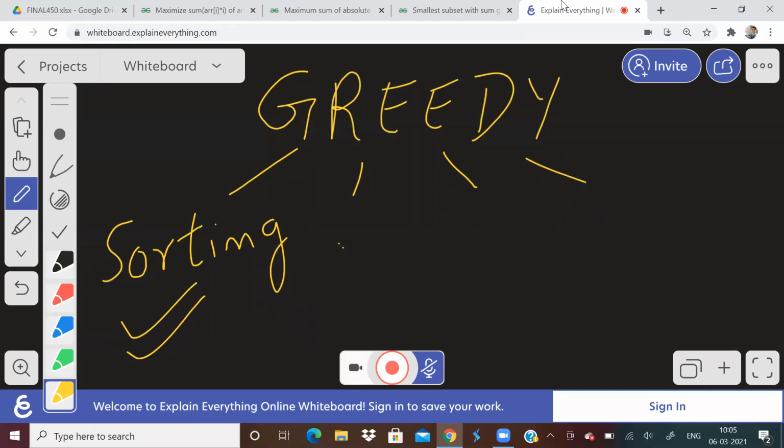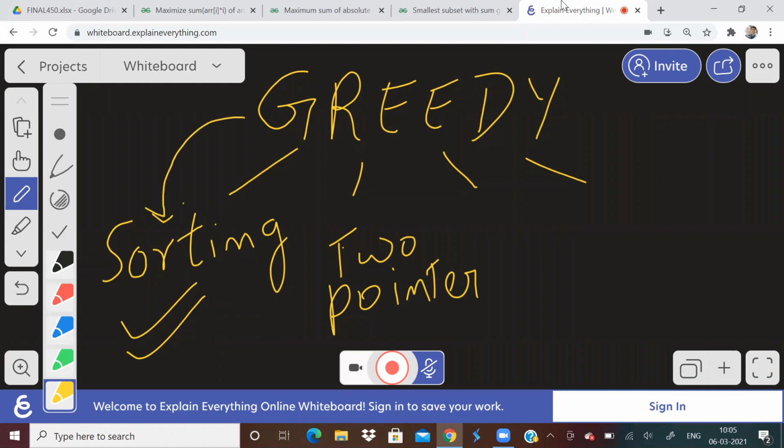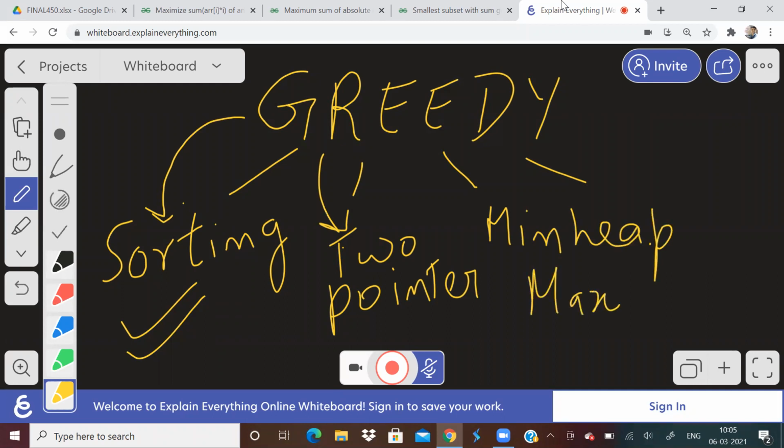Then you have to also know maybe the two-pointer method. This also helps. In some problems the two-pointer method is also there. So a greedy problem will be a combination of one or more of these concepts. You also have to know min heap, max heap. These basic concepts, if you know, it will be easy. And then brute force also, which is obvious, you will know it.